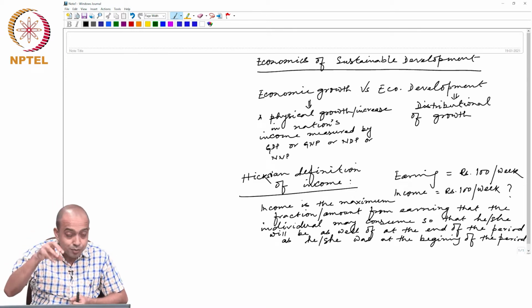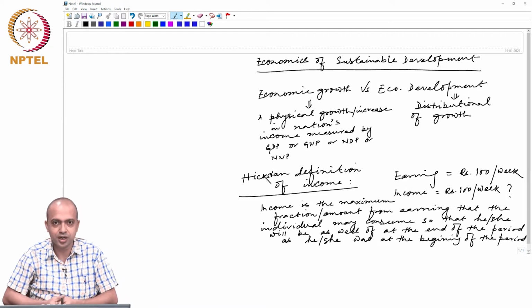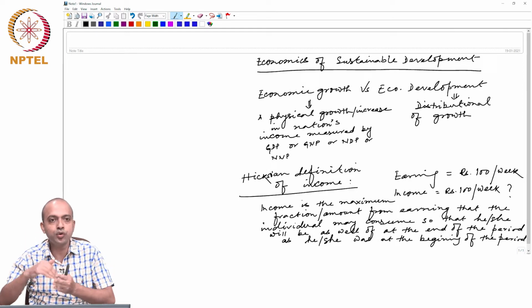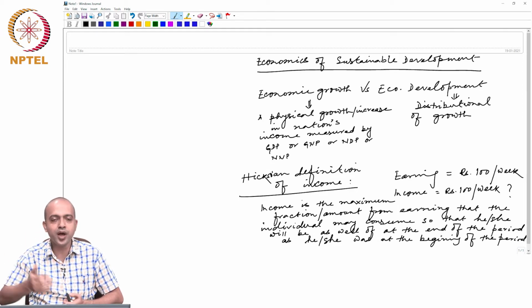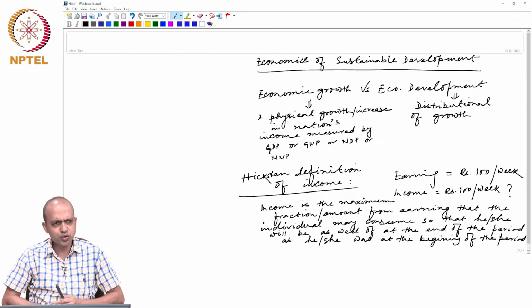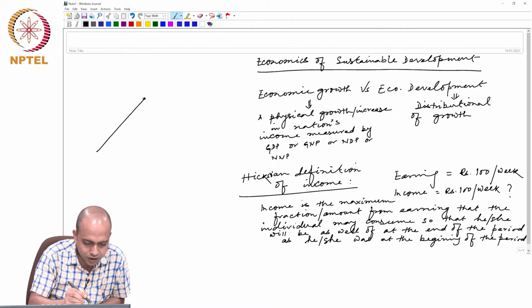So, income is the maximum amount or maximum fraction of earning that the individual may consume, so that the individual would be as well off at the end of the period as he was at the beginning of the period. The definition looks quite involved, but it is actually a simple concept to understand. Let us say that this is period T, per week, month, year or whatever.